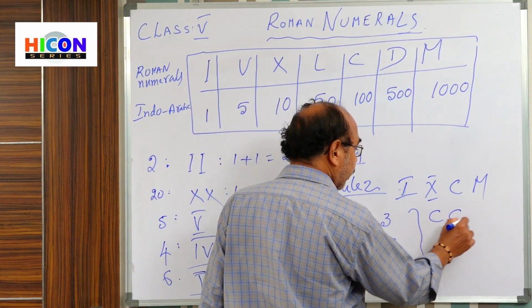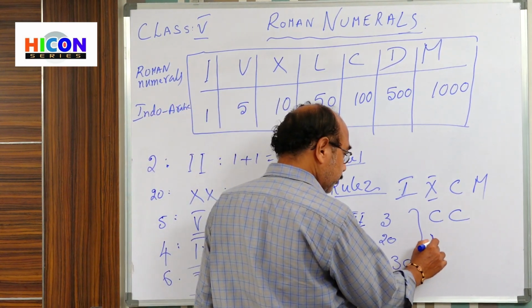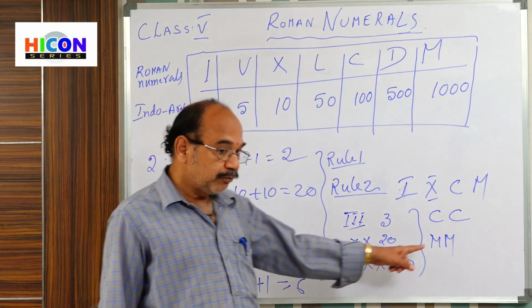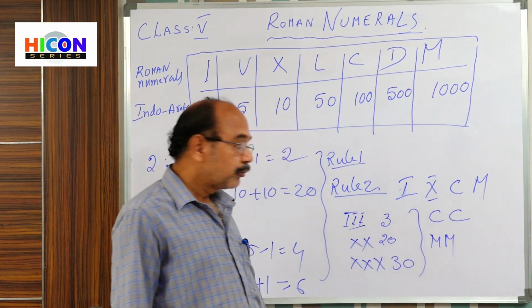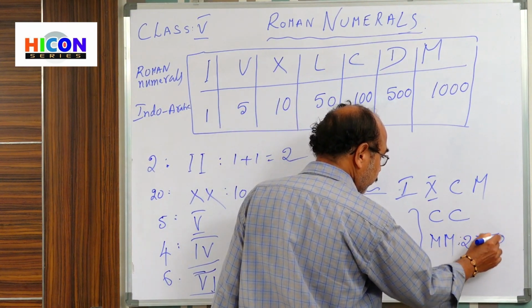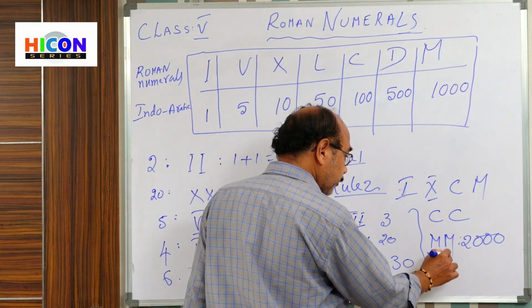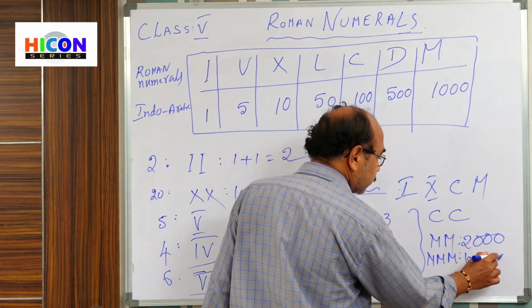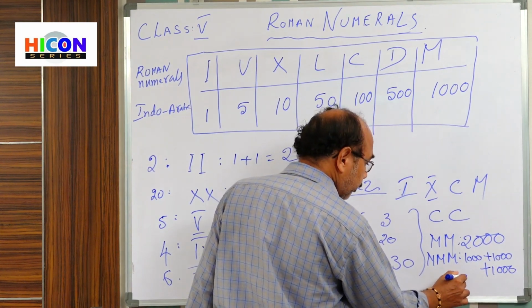C I wrote 2 times, that means 200. I write M 2 times, that means 2000, 1000 plus 1000. If I write it 3 times, it means 1000 plus 1000 plus 1000, that is equal to 3000.